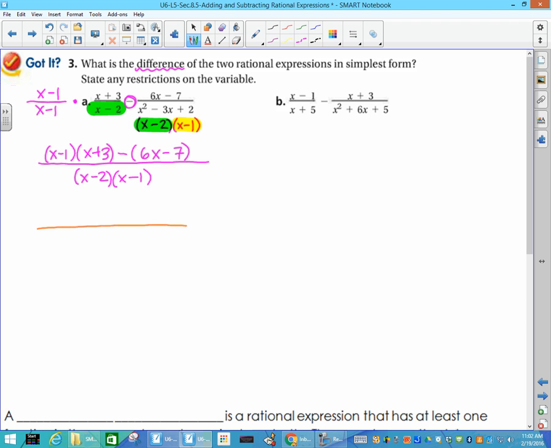All right, so we're going to simplify our top. Bottom doesn't change. When I FOIL that out, I'm going to get x squared plus 3x minus x plus minus 3. And then I distribute that negative. It's going to give me minus 6x minus 7. So next I'm going to go to simplifying that, and I have an x squared, and then 3x minus x is a positive 2x, minus 6x is going to be a minus 4x.